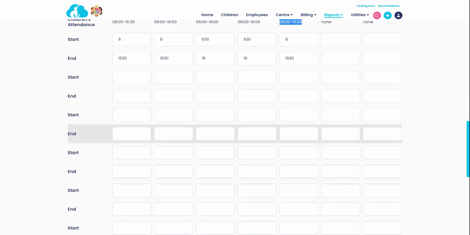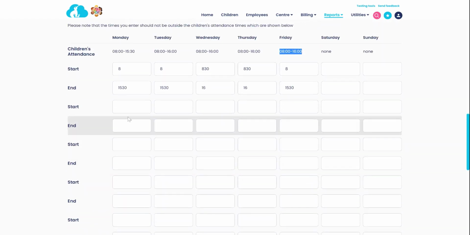We don't need to put any more start or end times. It's not sessional. He didn't go and leave and go and leave and go and leave. That's all we need to record.